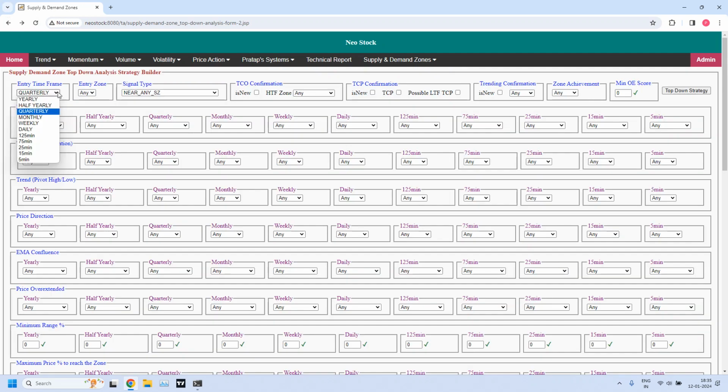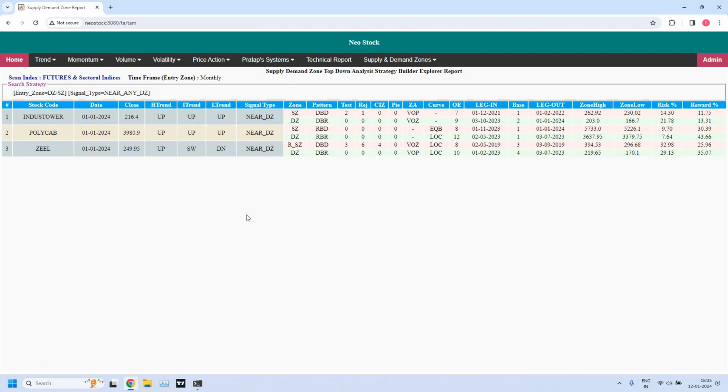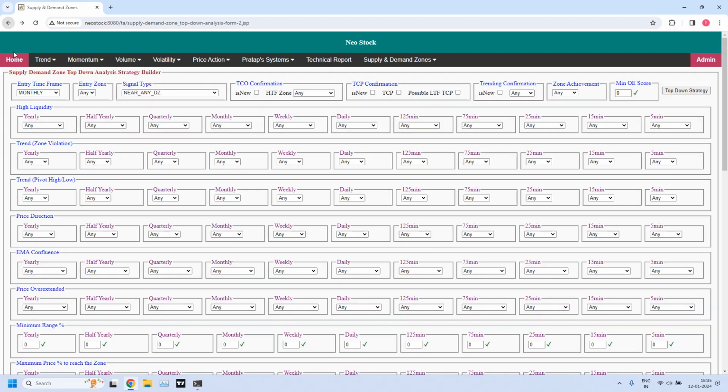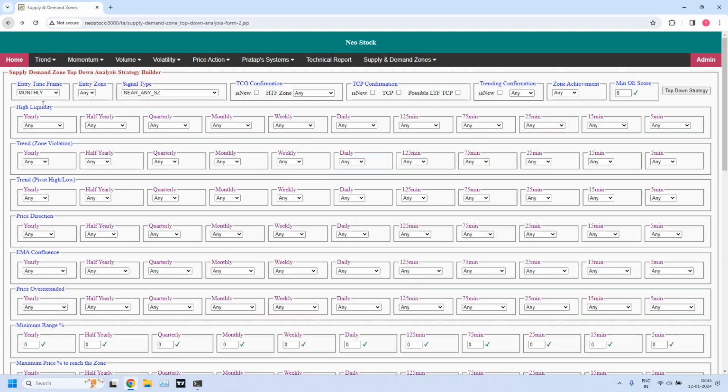Let's go back. Let us change the time frame to monthly. Let us find the stocks near monthly demand zone. So three stocks are filtered. Let's go back. For monthly time frame, let us find the stocks near monthly supply zone. No stocks are filtered. Let's go back and change the time frame to weekly time frame.